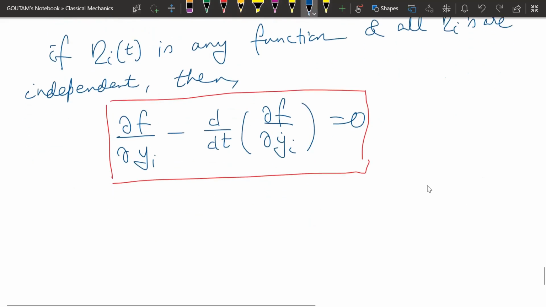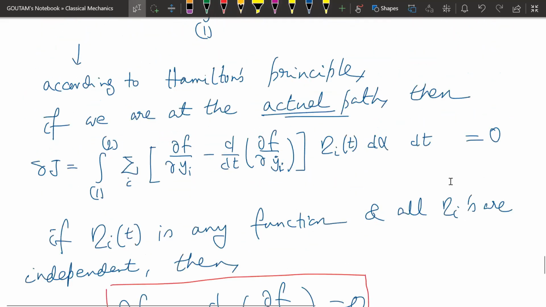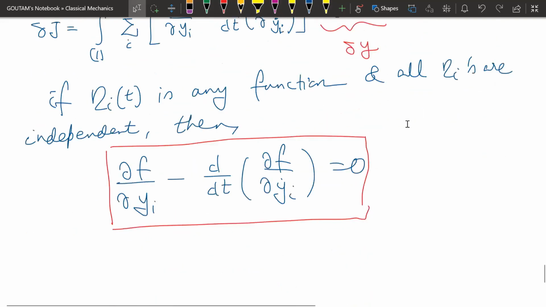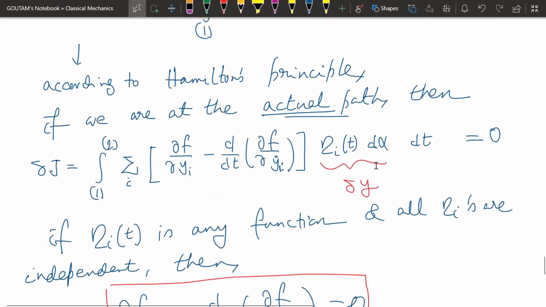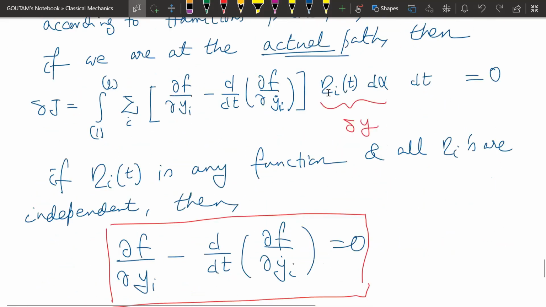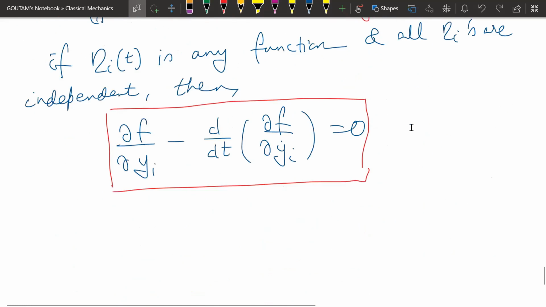So what is this eta i dα? It is basically the virtual displacement delta y. It's not the actual displacement, it is a change of configuration. That's how we define the virtual displacement, right? So here it is a change of path. If we vary the path infinitesimally, that's the variation delta y, the virtual displacement.